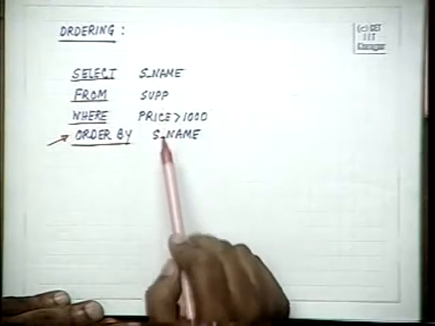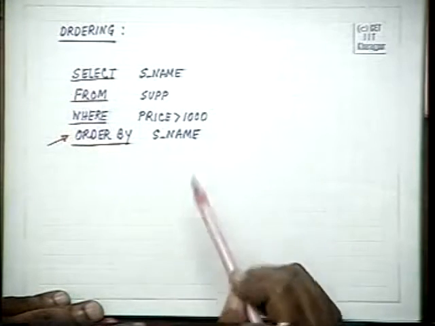So, the resultant relation will be ordered by supplier name, that is, the final answer will be ordered according to supplier name. Now, it will be ordered in ascending or descending order according to the default ordering of the system.